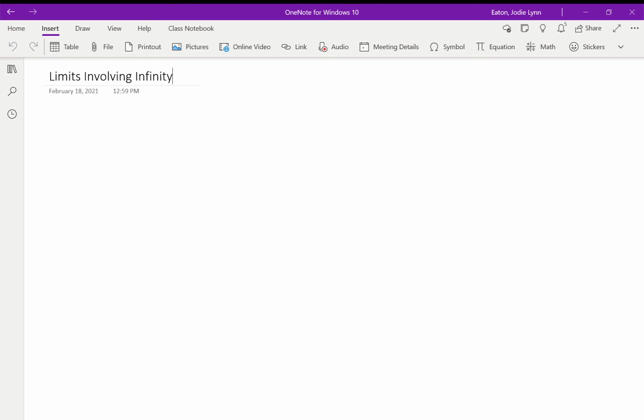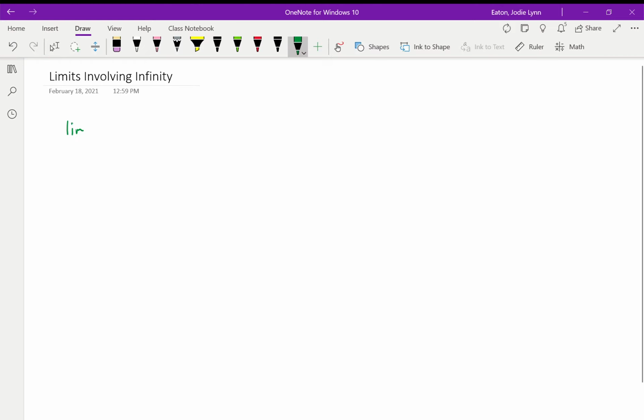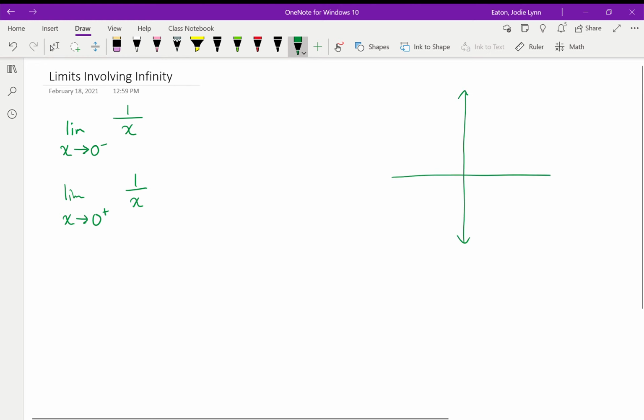So we may have a limit. So if we have the limit as x approaches 0 from below of 1 over x, or the limit as x approaches 0 plus of 1 over x. So we're going to look at the single-sided limit, the left-hand and the right-hand limit, for the function y equals 1 over x. So let's start by looking at this in an intuitive graphical way, as we started with regular limits. So our graph of y equals 1 over x looks like this.